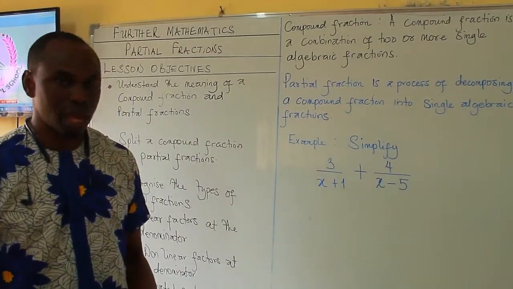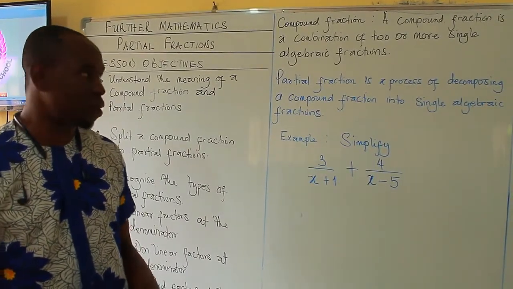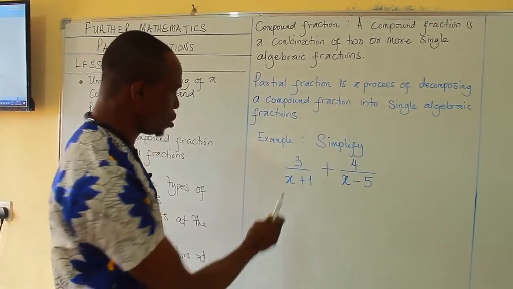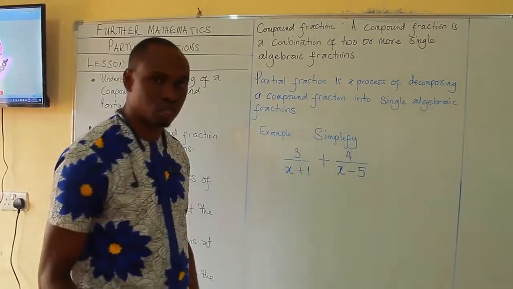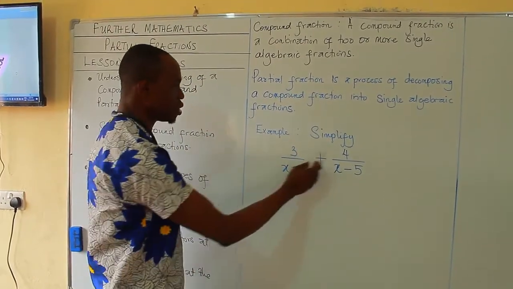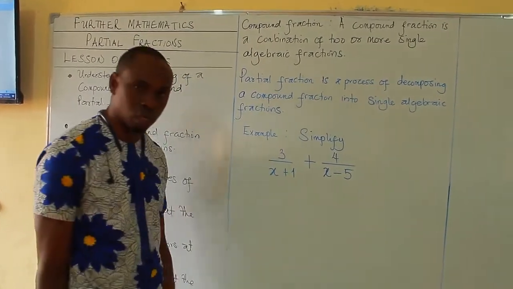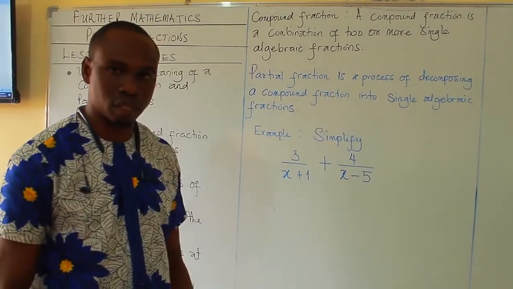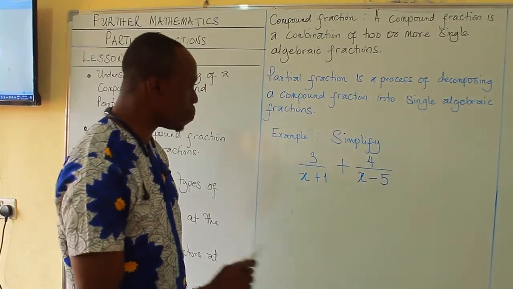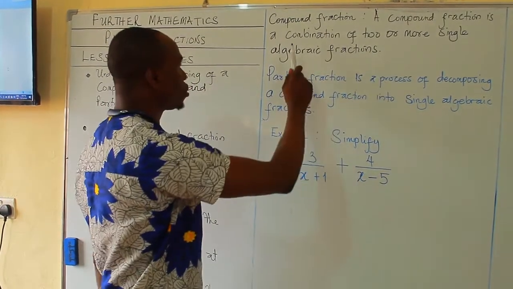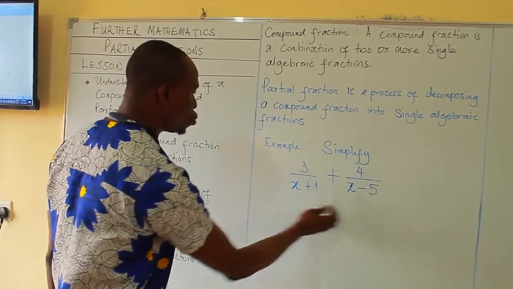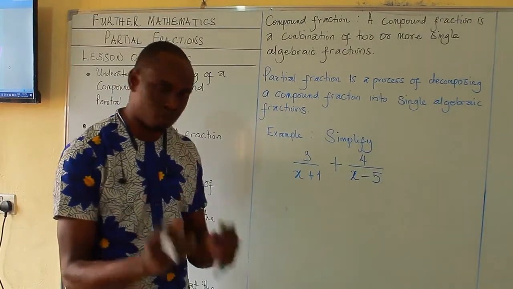Now, like I said earlier, I have to make you understand the meaning of a compound fraction. So I wrote an example on the board, and I'm going to use this example to get a compound fraction. These are 2 single algebraic fractions. So the question says simplify 3 over x plus 1 plus 4 over x minus 5. Remember, we are trying to obtain a compound fraction. And we said a compound fraction is a combination of 2 or more single algebraic fractions. So I'm going to add these 2 together to get a compound fraction.